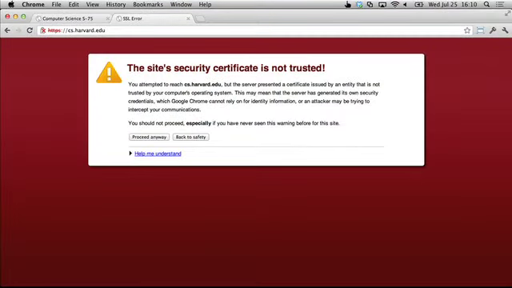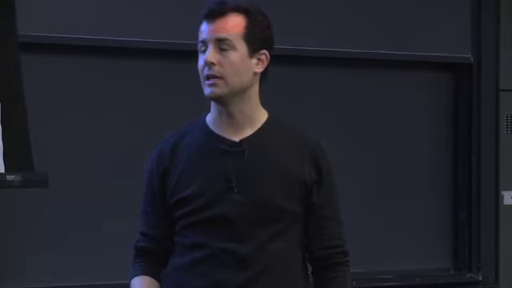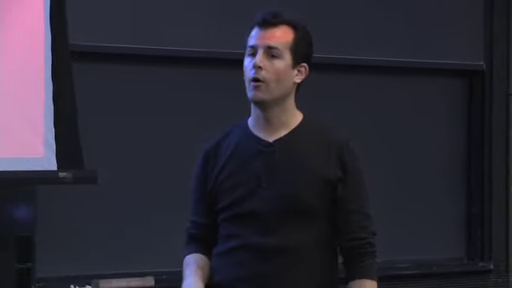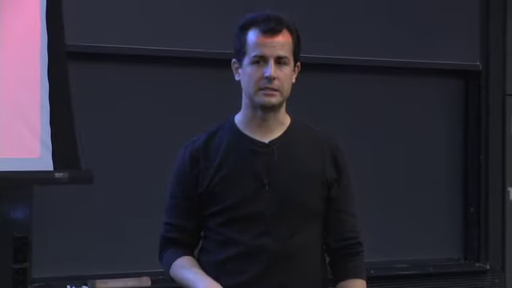Chrome tends to look like this right now. The site security certificate is not trusted. Ironically, as I did a few weeks ago, I went to cs.harvard.edu, which has not paid for an SSL certificate. And you see a big red X, you see a big red screen here, which means you can't actually proceed unless you click this button. Now, out of curiosity, what do most of you do when you encounter a website like this?